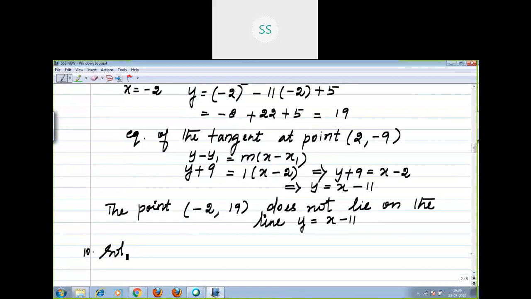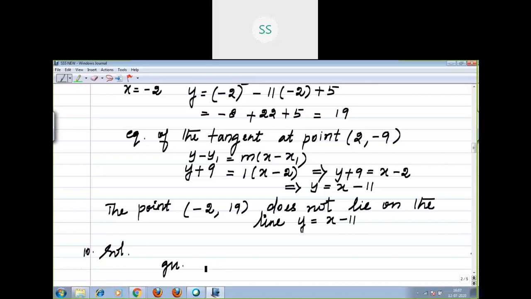Solution. Again I read the question, you have to listen carefully. The equation of all lines having slope minus 1 that are tangent to the curve y is equal to 1 by x minus 1. First we want to find out the slope of the tangent using the given curve equation. How to find? You are going to differentiate with respect to x.